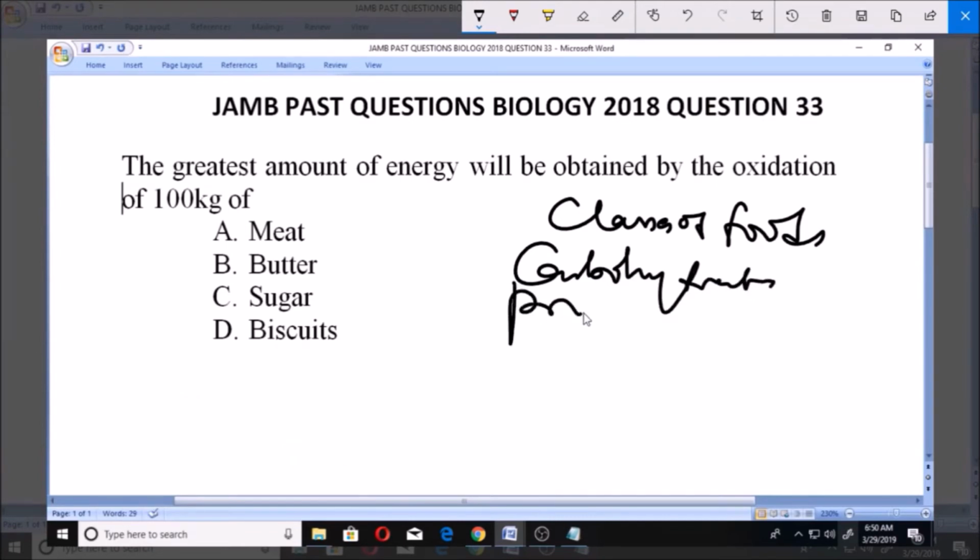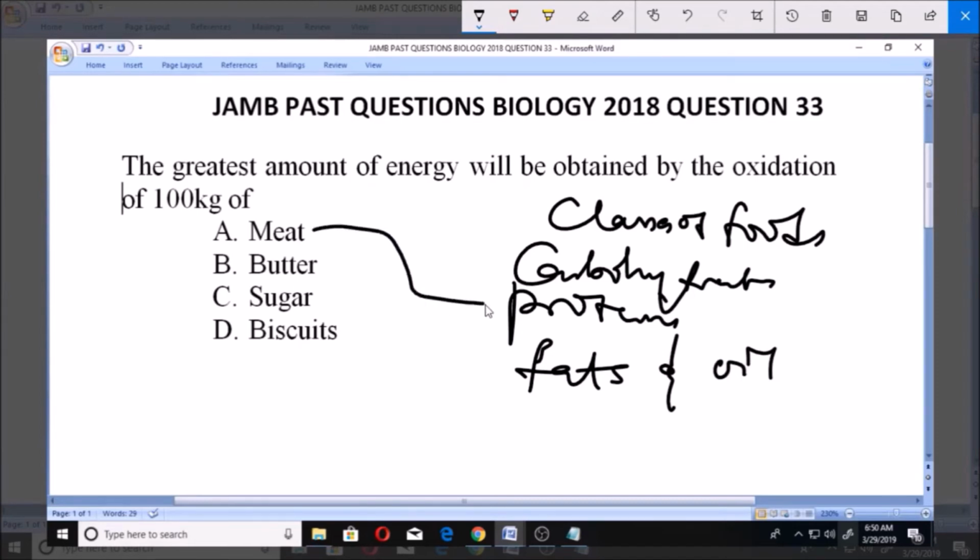Is it proteins? Is it fats and oil? Now, if we look at these various types, we know that the meat is a protein, butter is fats and oil, biscuit is carbohydrates as well as sugar. So which one do we get the highest energy from? We all know that we get the best energy from fats and oil, so that makes butter the right option.